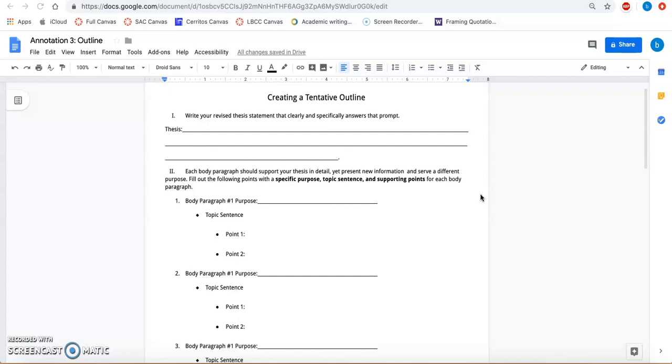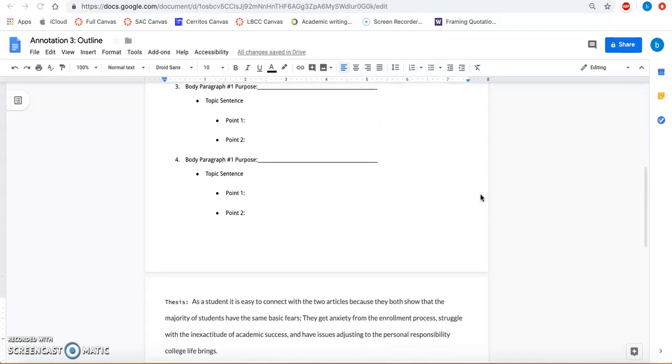When we go over each of the body paragraphs, I'm looking for 3 specific things. 1, I want to know the purpose of that body paragraph. I want to see a developed topic sentence for that body paragraph, and I would like to see 2 supporting points for that body paragraph as well. Let's look at the example.